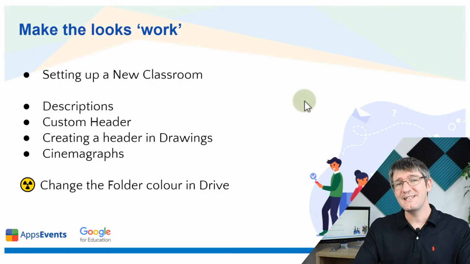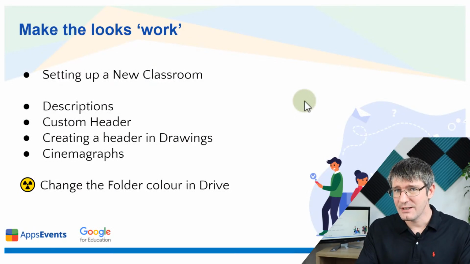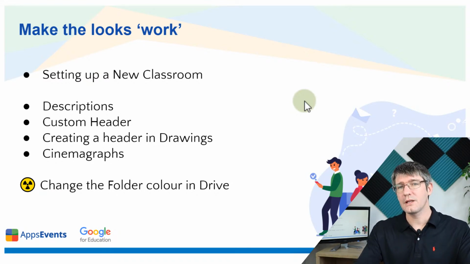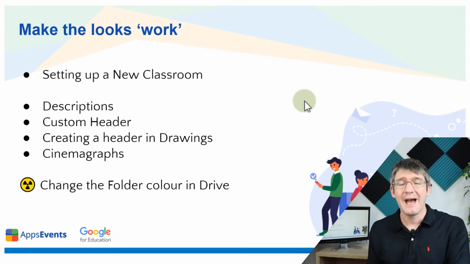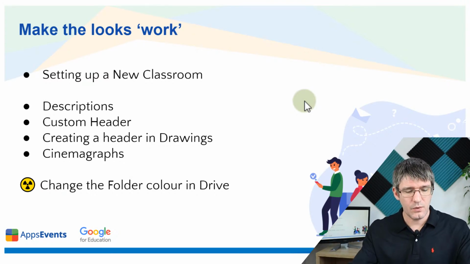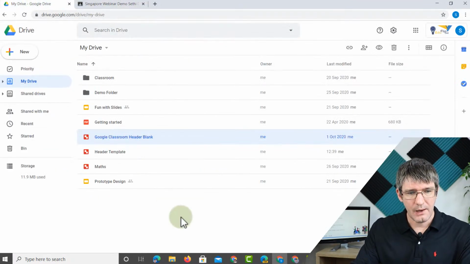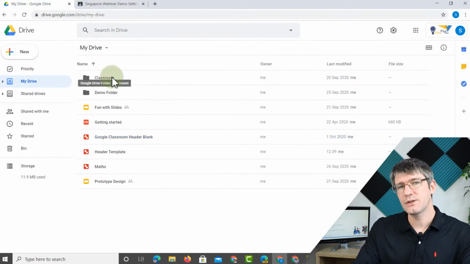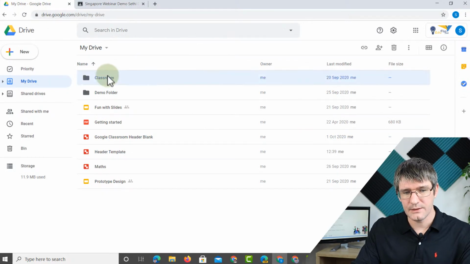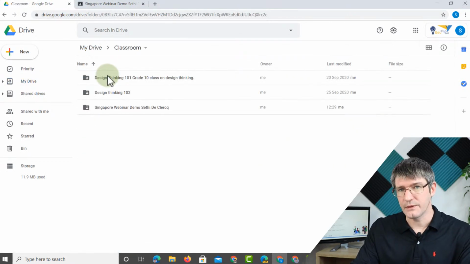And that brings us to the next one, and that is changing that folder color on your Google Drive. Now, if you remember, when our Google Classroom was created, it automatically creates a calendar and a Google Drive folder. So what we're going to do now is go and find that folder. Let's go to our Google Drive. What you'll see is that there is a new folder that was created, Classroom. When I go into that, you can see my 3 different classrooms.